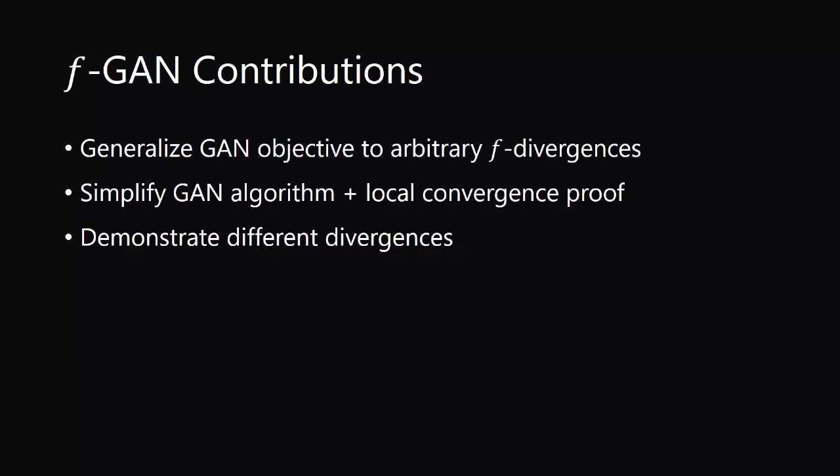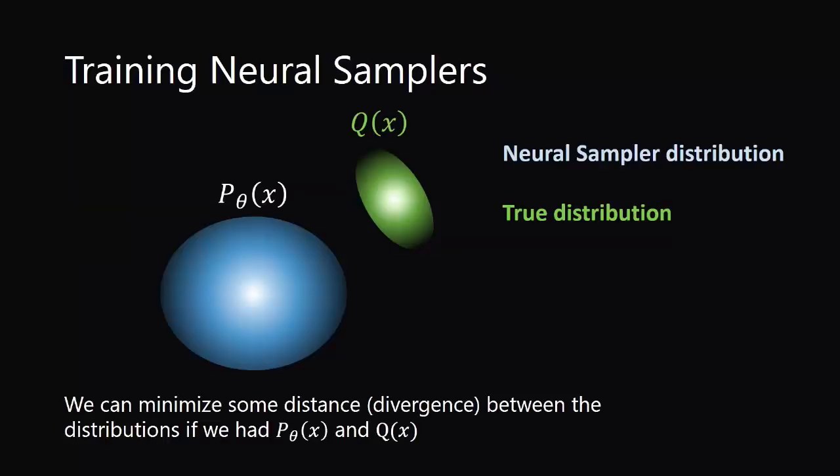Now, our NIPS paper this year makes the following contribution. We generalize this GAN objective to the class of f-divergences, and we also simplify the GAN algorithm and provide a local convergence proof. So let's go through these step by step.